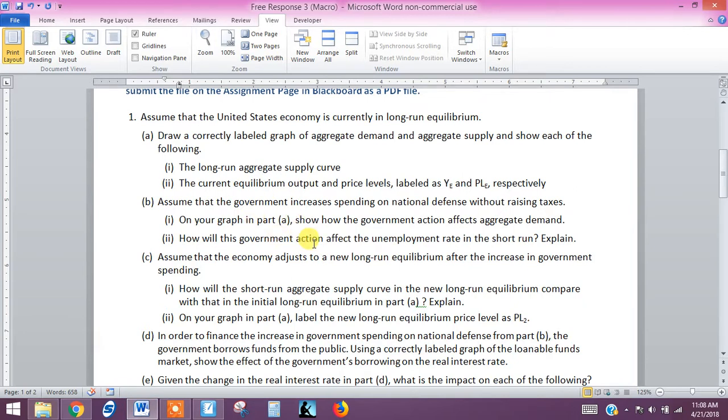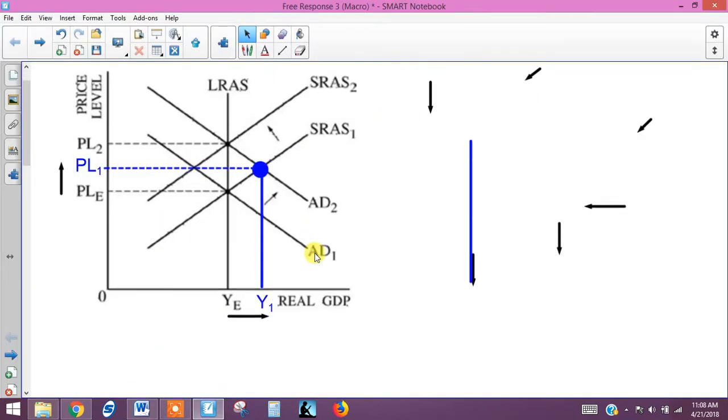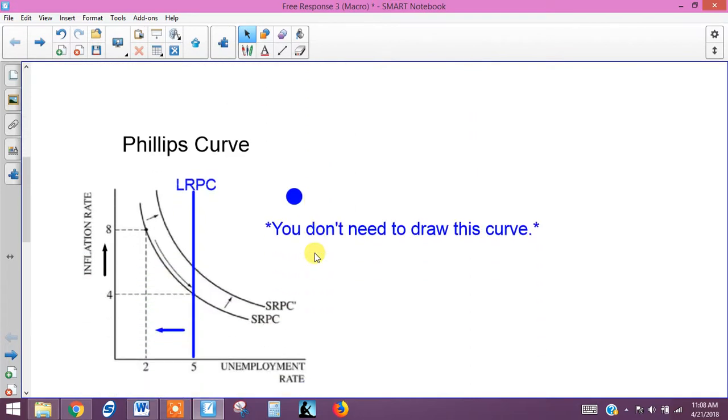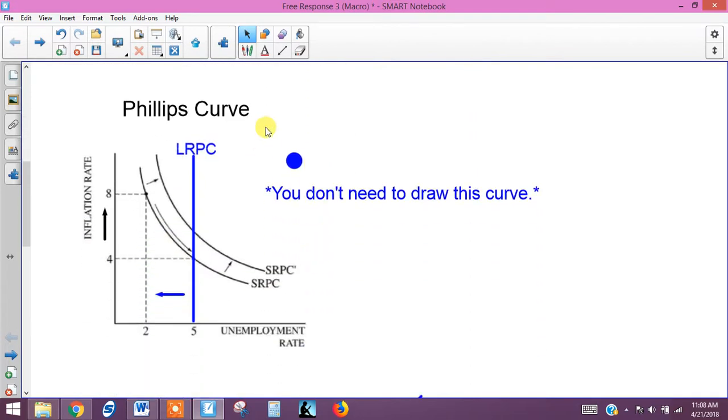How will this government action affect unemployment in the short run? Well, it's going to cause it to decrease. And I want to go back. You don't have to draw this, but we can also see it if we review from our last free response.